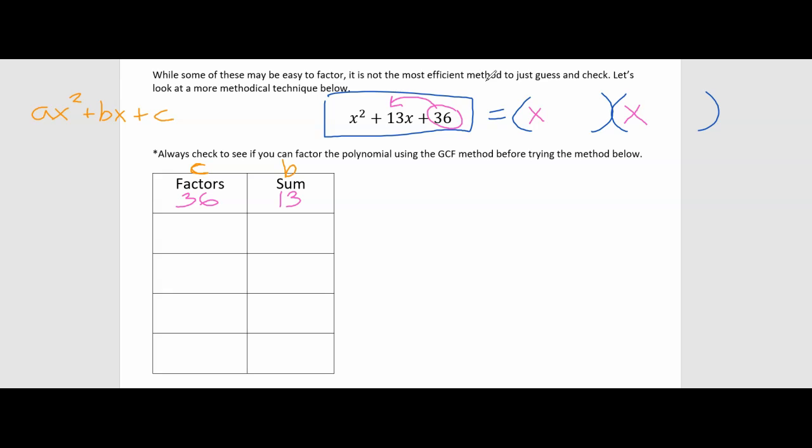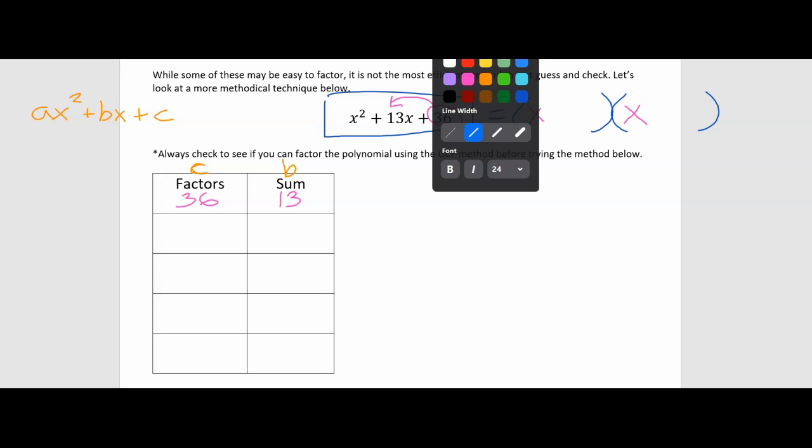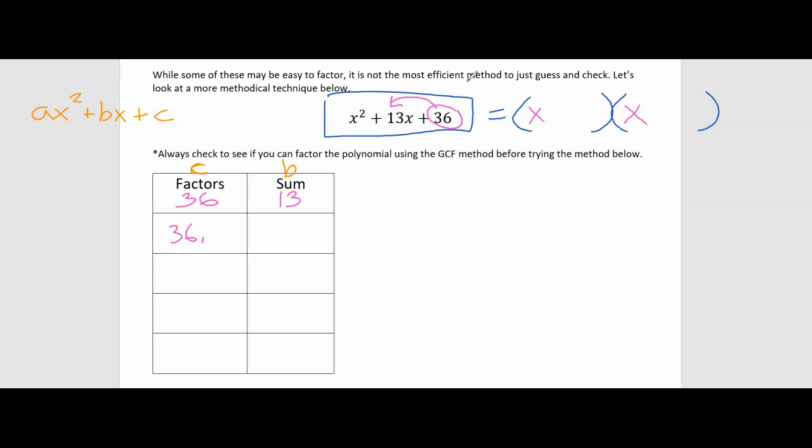Okay, let's think about factors of 36. Well, I've got 36 and 1. But those sum to 37, which is not what we want. I've got 12 and 3. Those sum to 15, which is not what I want. I have 6 and 6, but those sum to 12. What is the other pair of factors that I'm missing? I have 9 and 4, and those do sum to 13. So 9 and 4 are the factors I want to use here.